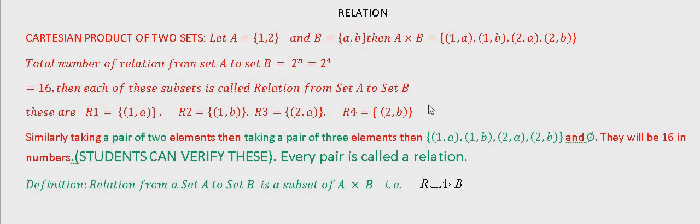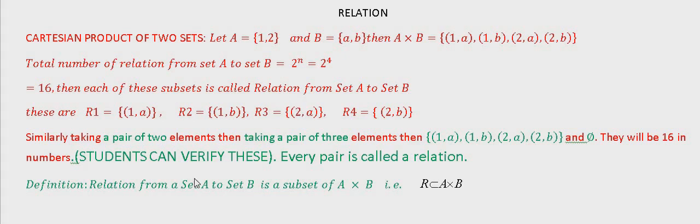So 10 plus 4 is 14. The remaining 2 relations: number 15 will be the empty set, because the empty set is the set which contains no element. Similarly, it will be a relation which contains no element. And the last will be the set A cross B itself, that is 1a, 1b, 2a, 2b. That means there will be 2 raised to the power 4, that is 16 relations.